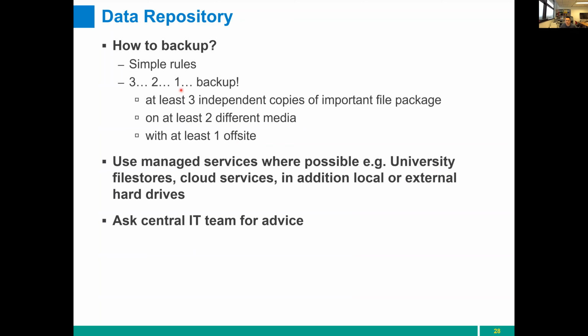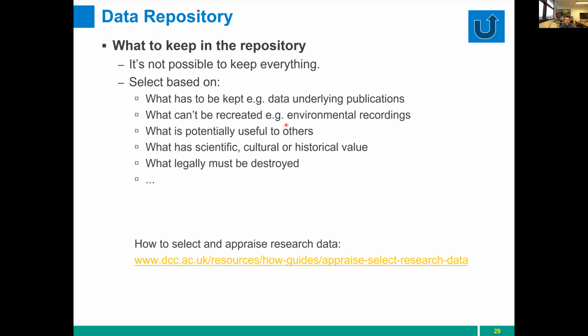So 3-to-1 is a very simple rule that we can try when we do the backup. And also use the managed services where possible. For example, at UST, we have this OneDrive service, and we also subscribe to other services like Huawei and Google Cloud, in addition to the local and external hard drive. If you cannot do all of this, then ask your seniors in the group and ask the central university IT team for advice in this case.